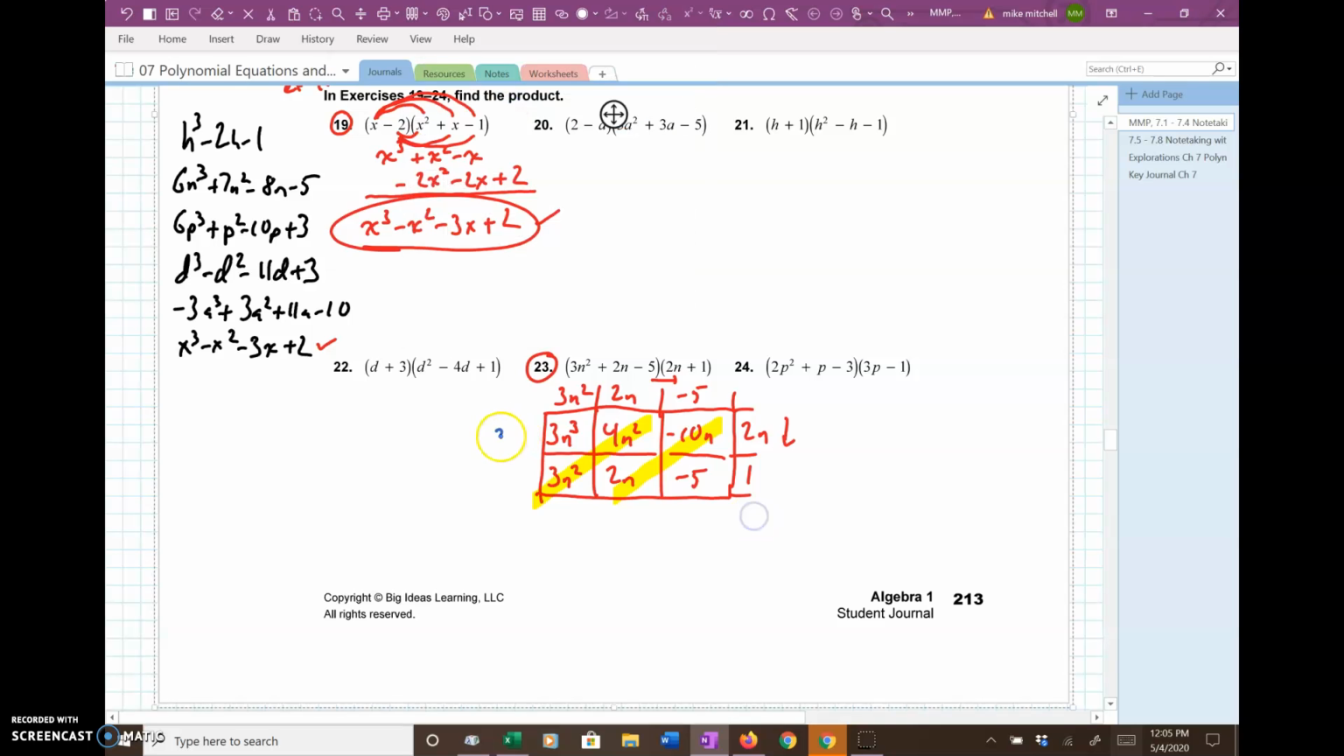So I'm going to get 3n cubed. This is giving me 7n squared. That's negative 8n. That's minus 5. And then I could have written it straight into this. 3n cubed plus 7n squared. Why plus? Because it was positive. Minus 8n minus 5.